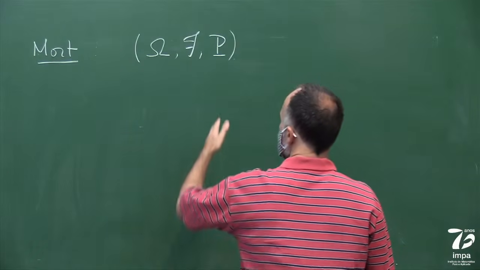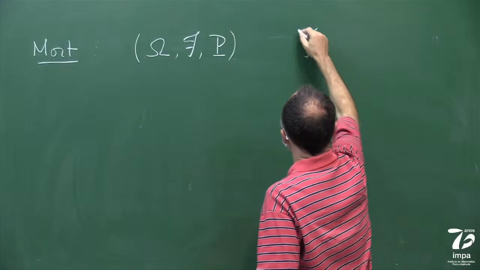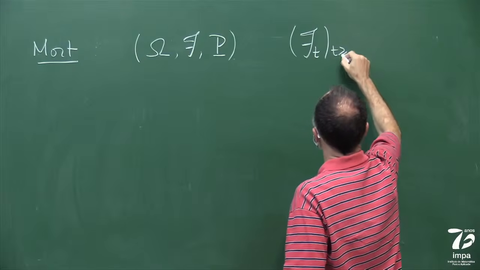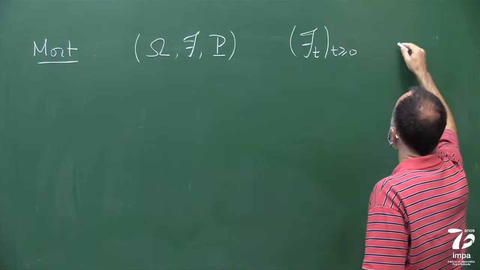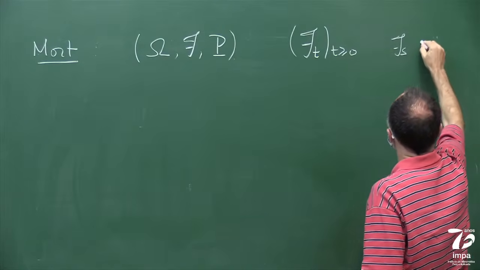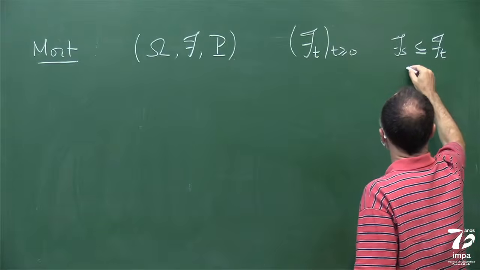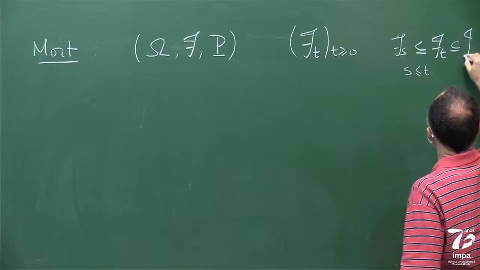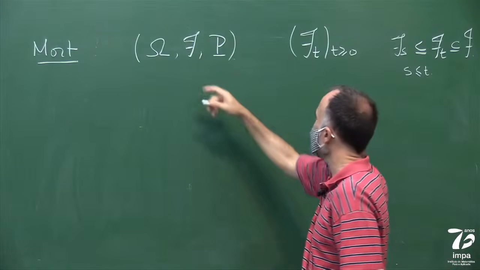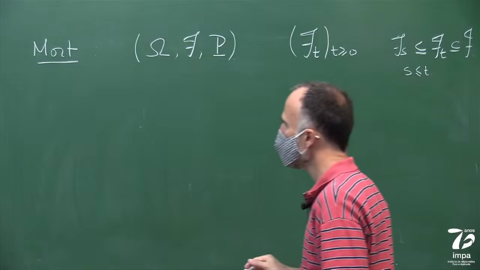And in this probability space, we have a filtration, which is something we have already seen. So this is a sequence of sigma fields, which is increasing. So Fs is contained in Ft if s is less or equal to t. And they are all contained in this big sigma algebra F. Okay, so this is my starting point.